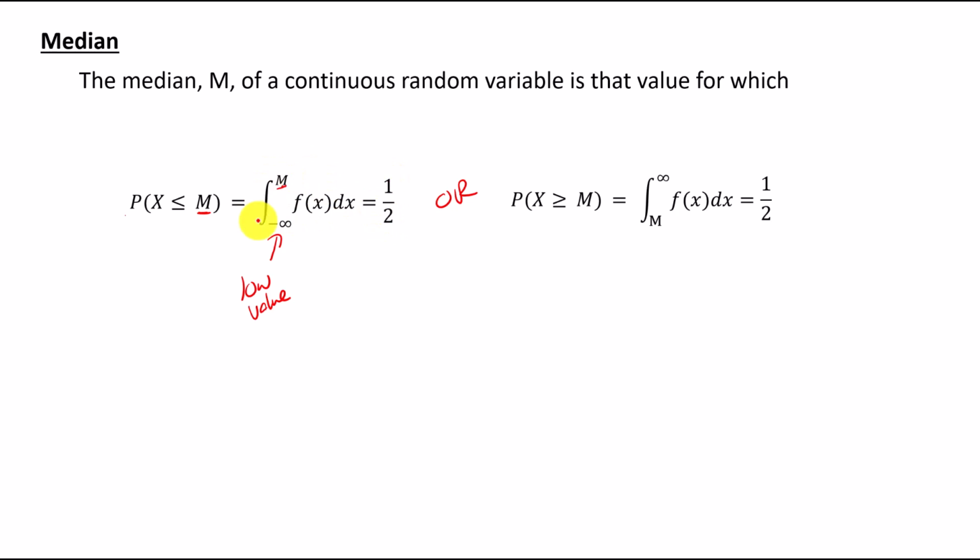Because if the area under the curve from my lowest value to m is 1/2, then m has to be the median. We could also say the probability that x is greater than or equal to m, the median, is the integral from m to my high value, and that needs to equal 1/2. Because again, if the area under the curve from the median to my high value equals 1/2, then this was the median, the middle. Okay?